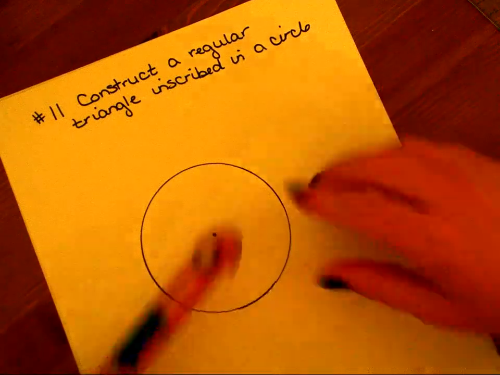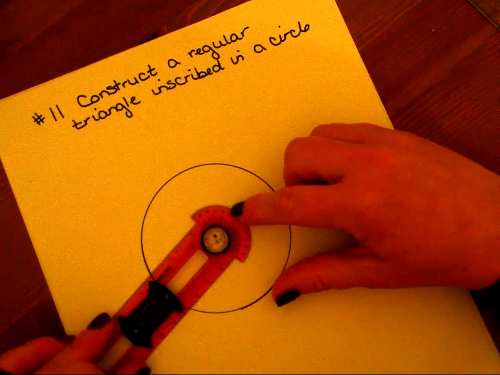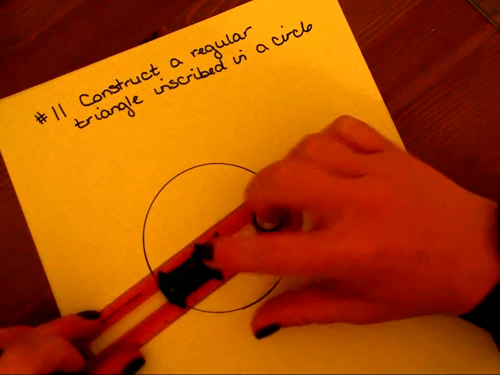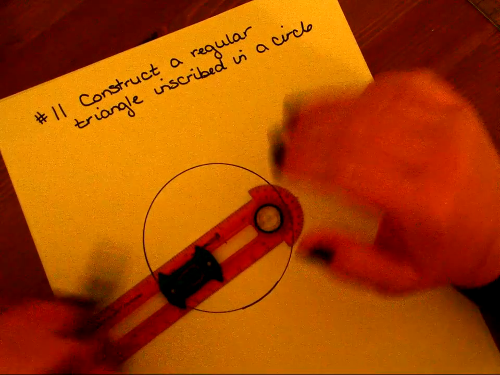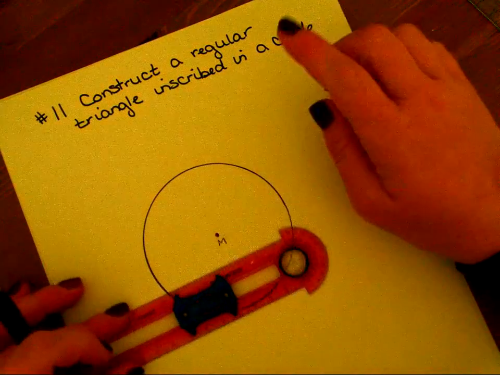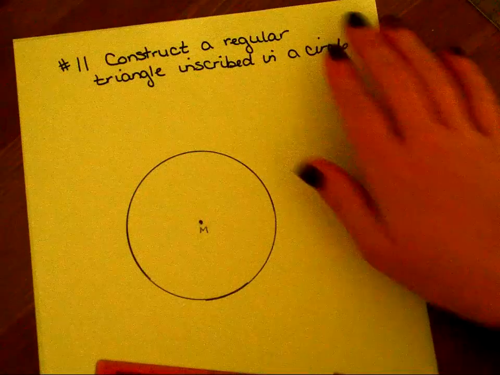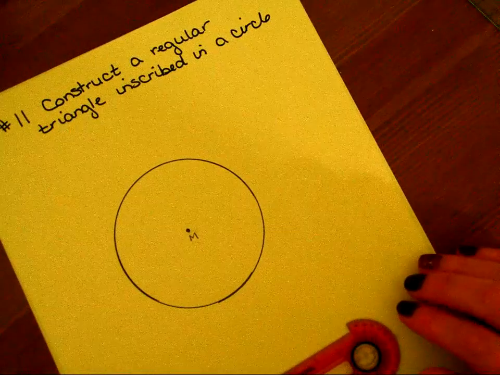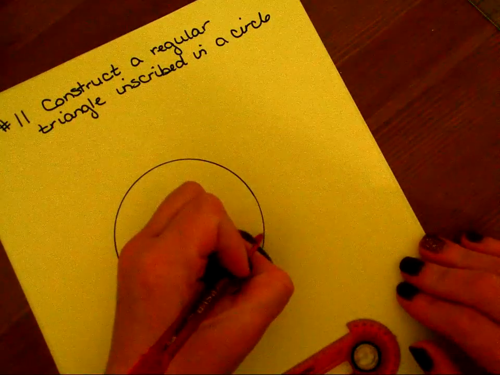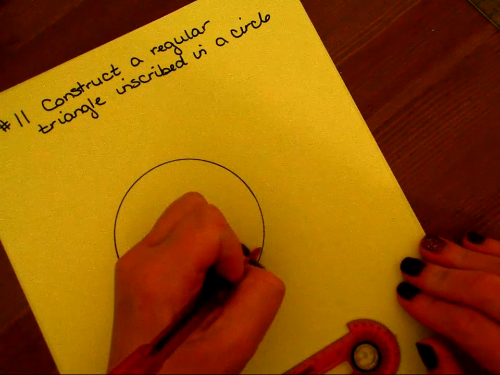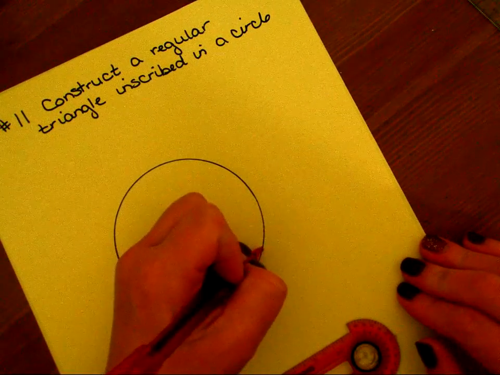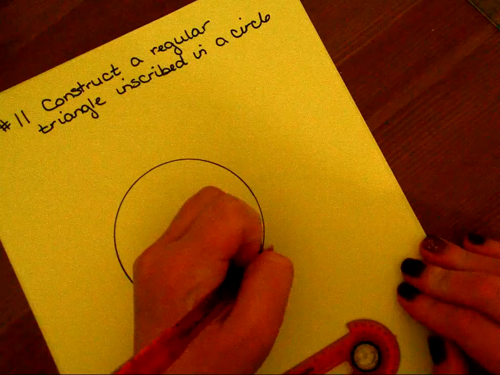Now, I created this circle when I used my compass tool. I happen to use the interior hole. Do not move your compass at all once you finish making your circle. And then you're going to come along on the edge of your circle and make a point anywhere you like. I'm going to make one right here, and I'm going to name this A.